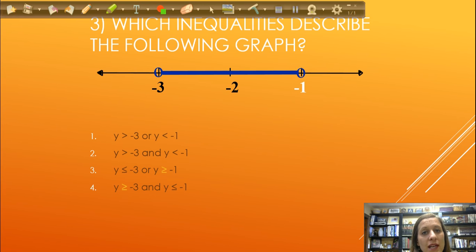Which of the following inequalities describes the following graph? When you see a graph like this, you need to know the difference between whether it represents an and or an or. In this case, since we only have shading between -3 and -1, this would represent an and, the intersection between our two graphs of -3 and -1. So we're looking at options 2 and 4. We want greater than -3, but less than -1, which would be option 2.